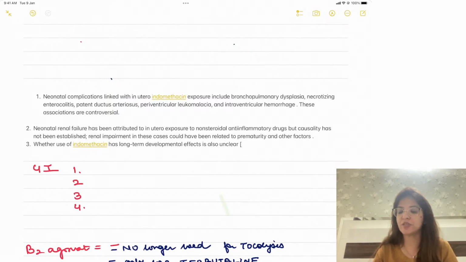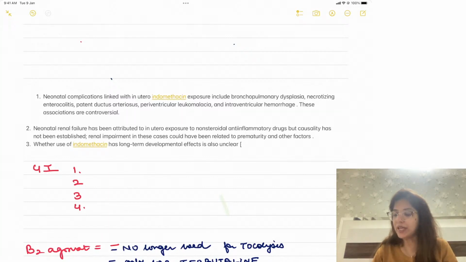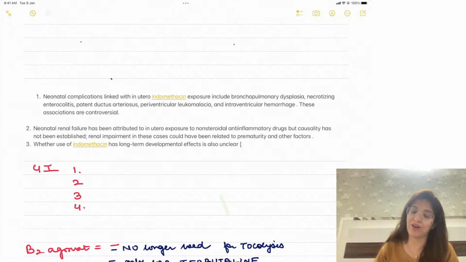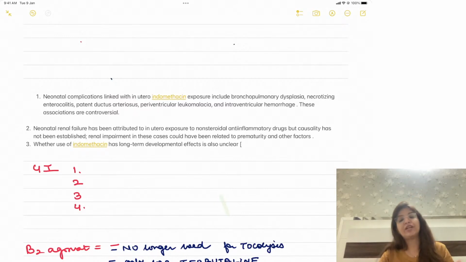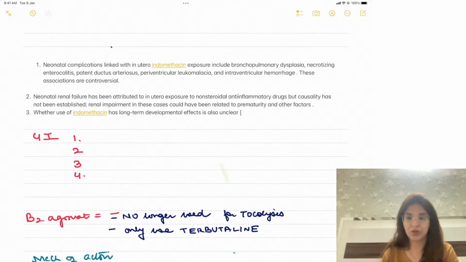Neonatal renal failure has been attributed to in utero exposure to NSAIDs, but causality has not been established. Renal impairment in these cases could have been related to prematurity and other factors. So although we have seen that neonatal renal failure has been associated with drugs like indomethacin, no causality has been reported. Now, whether use of indomethacin has any long-term developmental effects is unclear, right?